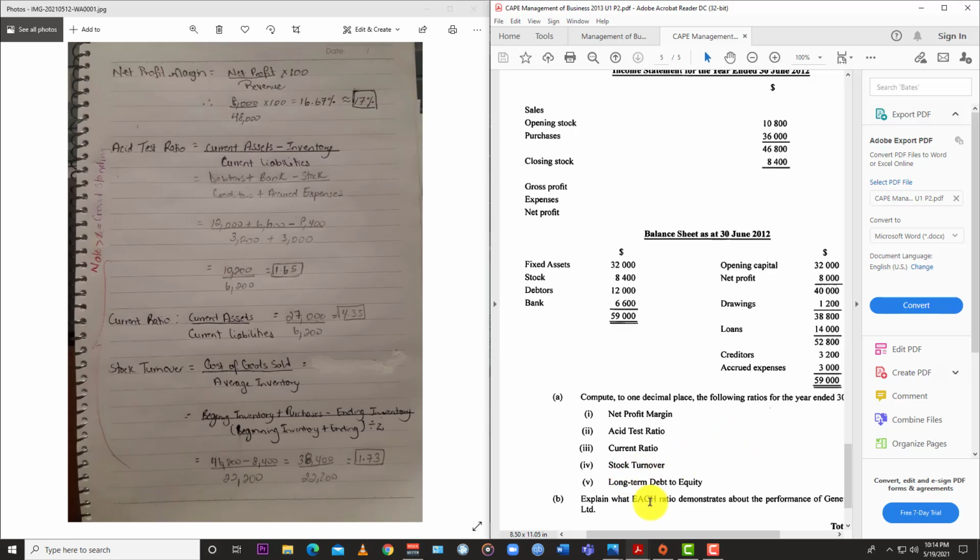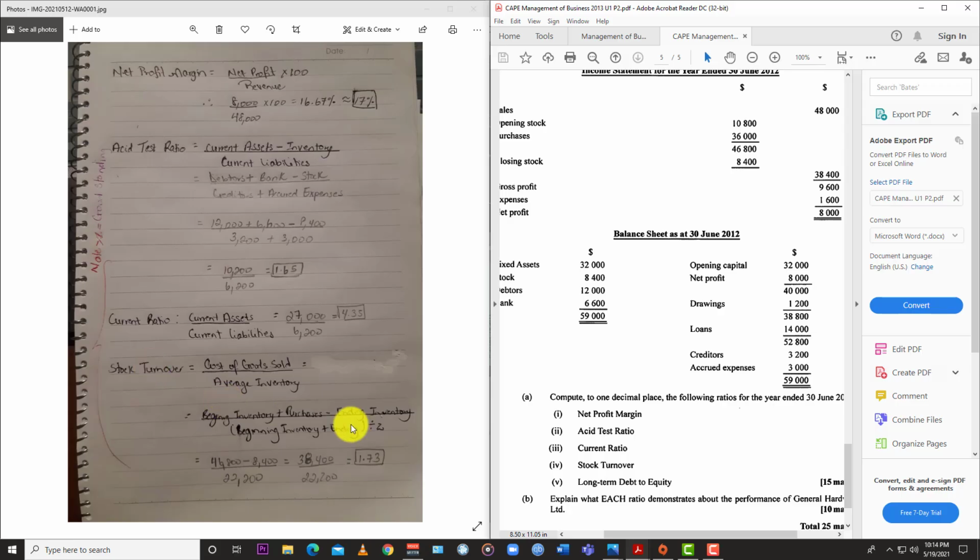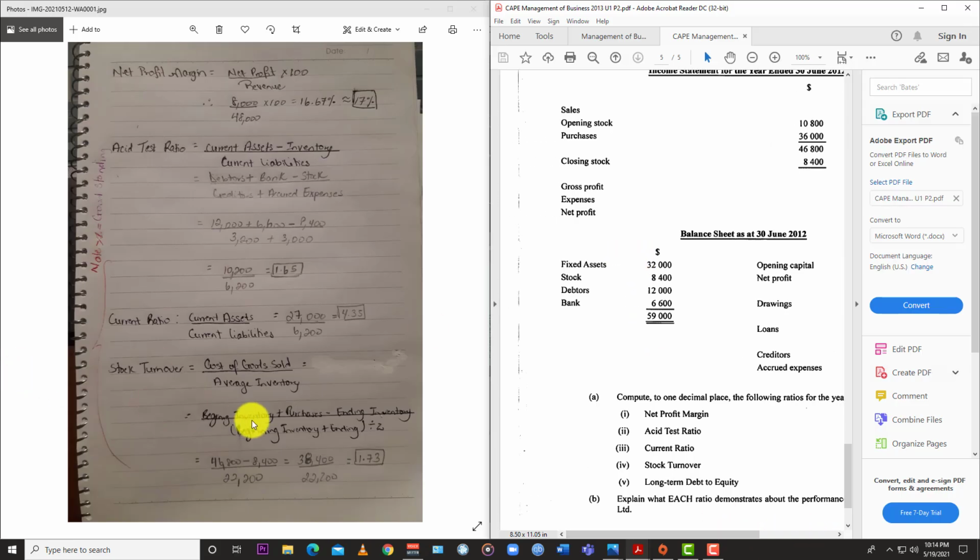Then they asked for the stock turnover ratio. What is the stock turnover ratio? To get that, you have the cost of goods sold over average inventory. And how do you find cost of goods sold? You take the beginning inventory, which is opening stock, 10,800, plus your purchases, which is 36,000. You add them together, you get 46,800 as you have here. Now you minus the ending inventory from that. The closing inventory is right here, 8,400, minus that one, and we get 38,400.